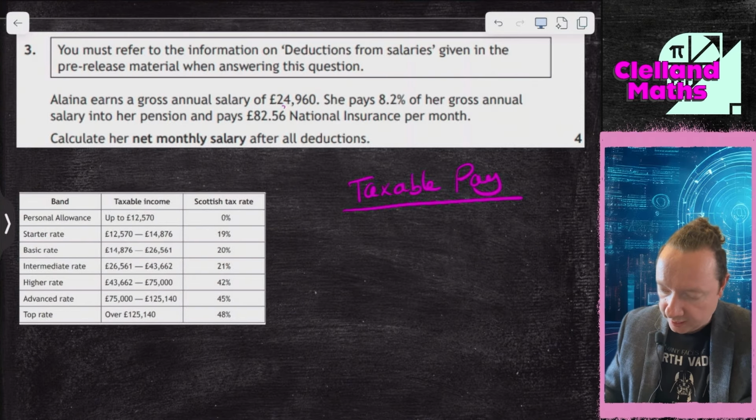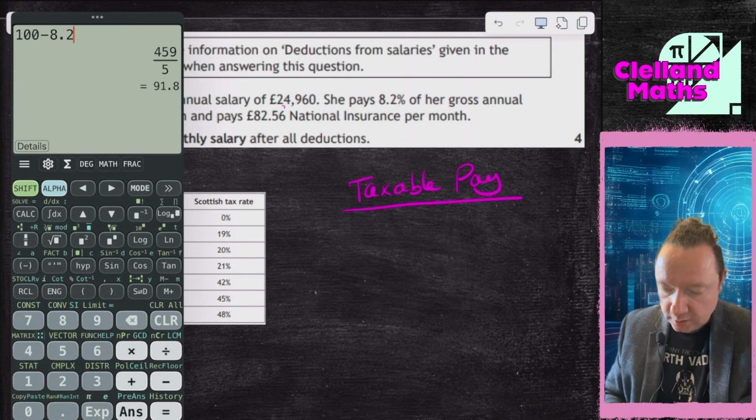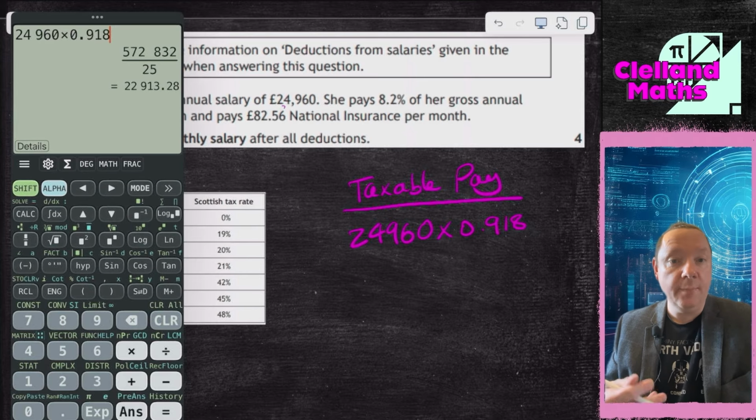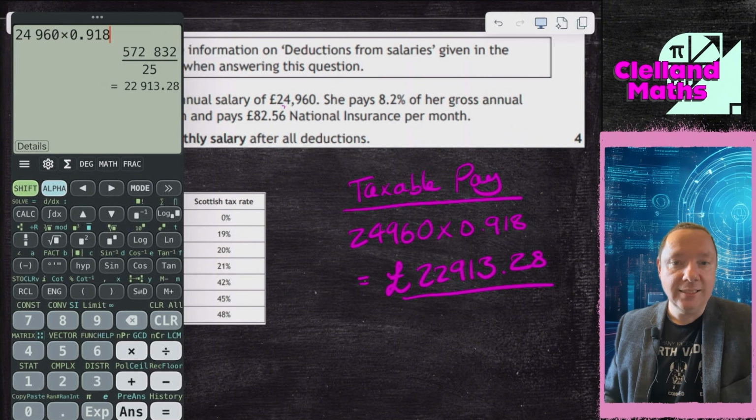So it says 8.2%. So I could just do 100 minus 8.2 to leave 91.8%. So 24960 times 0.918 will tell you her wage once you take off the pension. Now, if you don't like that, that's completely fine. You can just do 8.2% and take it off. And in any case, you will get 22,913.28. And we'll then use that with the tax table.